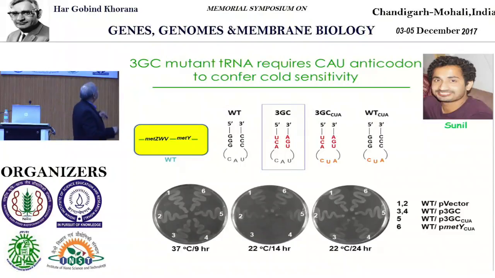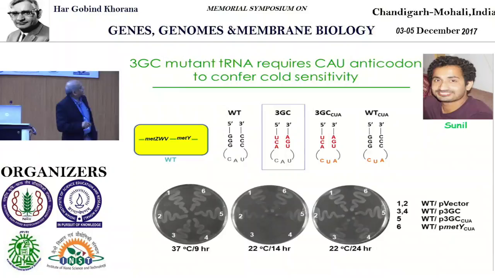But then what he did was start looking at how this tRNA is participating in ribosome biogenesis. One of the things he very quickly found was that if he had the wild type anticodon in the tRNA which has a mutation in the 3GC base pair, it would cause a biogenesis defect. So here we have sectors 3 and 4. You can see that the growth is weaker.